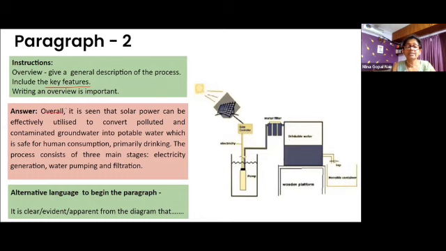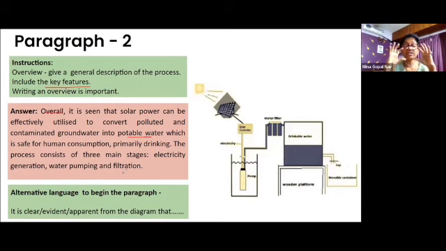Overall, it is seen that solar power can be effectively utilized to convert polluted and contaminated groundwater into potable water. Now, potable water, drinking water is also referred to as potable water. Okay, so contaminated groundwater into potable water, which is safe for human consumption, primarily drinking. The process consists of three main stages: electricity generation, water pumping, and filtration.